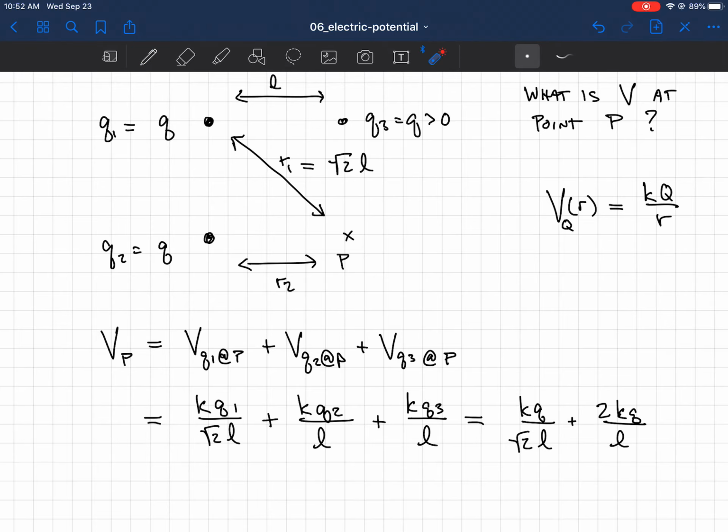If you want to find the potential at a point in space, then you have to look at all of the source charges and calculate their potential at that point in space, and then you just add them up together. And that's the value of the potential.